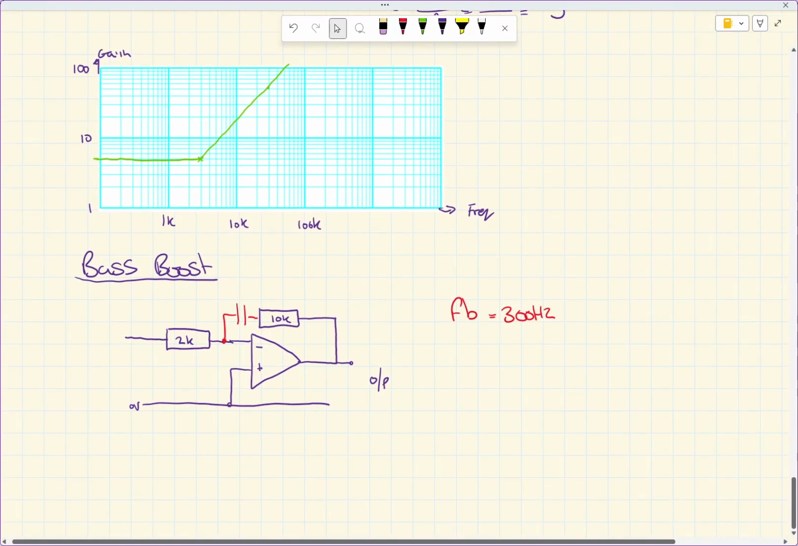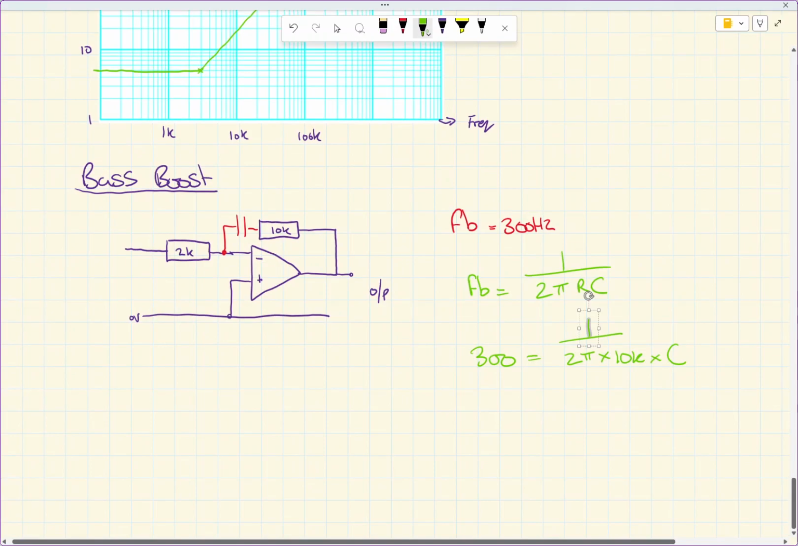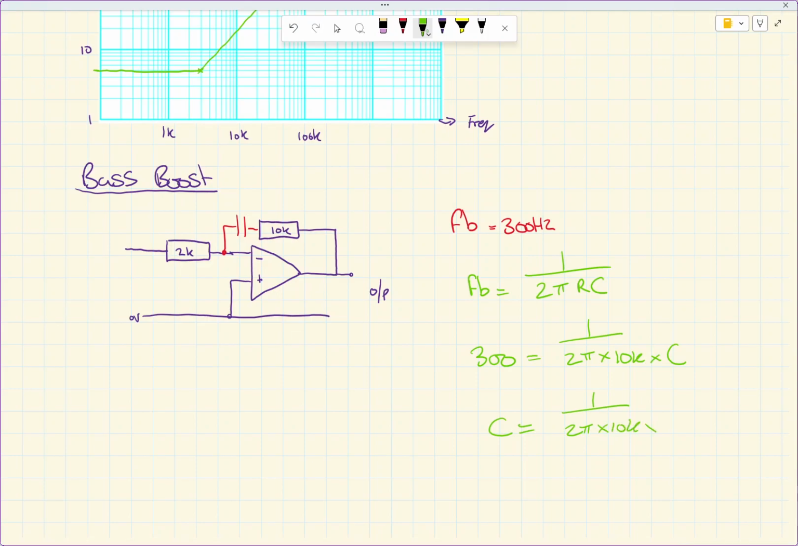So in this case we'll do it where we've got to find C again. FB is equal to 1 over 2 pi RC. So we're slotting in all of our values again. We've got 300 is equal to 1 over 2 pi times the resistor associated, which is our 10k resistor, times the value of C. Then we can do all of our rearrangements. So C is equal to 1 over 2 pi times our 10k times our 300 hertz. That gives us 53 nanofarads.